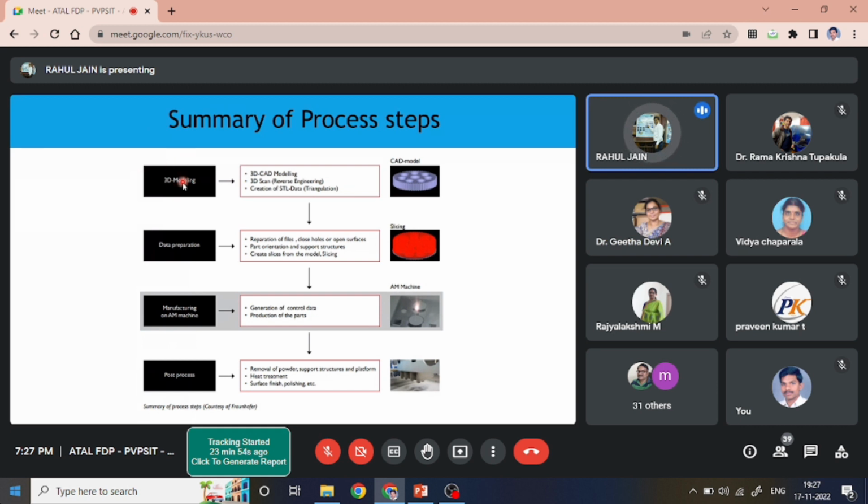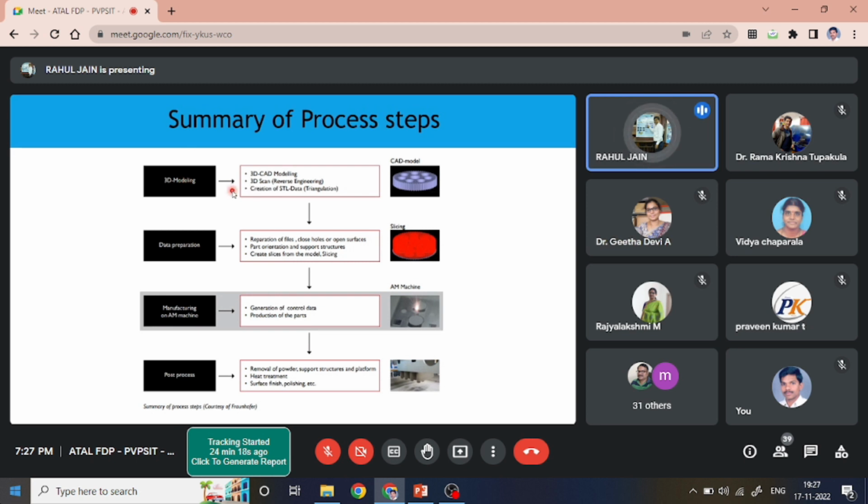So the first thing is 3D modeling. 3D modeling means you need to get a three-dimensional CAD model of the geometry which you want to make. How can we make it? One way of making it, we can use any CAD software, CATIA, ProE, SolidWorks, or any CAD software, and with the help of that particular CAD software, this geometry can be made. That's one way. What is another way of making it?